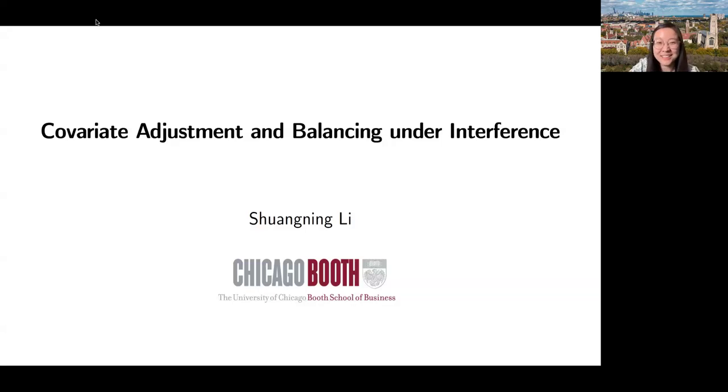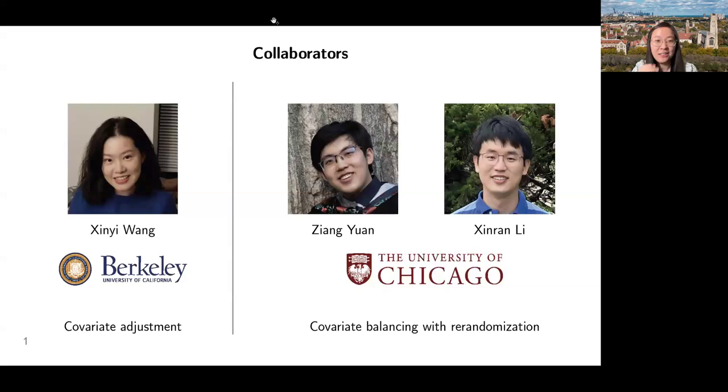Like was introduced, my name is Shuangning. I'm currently an assistant professor of econometrics and statistics at Chicago Booth. And the topic of my talk today is covariate adjustment and balancing under interference. This will actually be a combination of two works, and this is joint work with three amazing collaborators, Xinyi, Zhang, and Xinran.